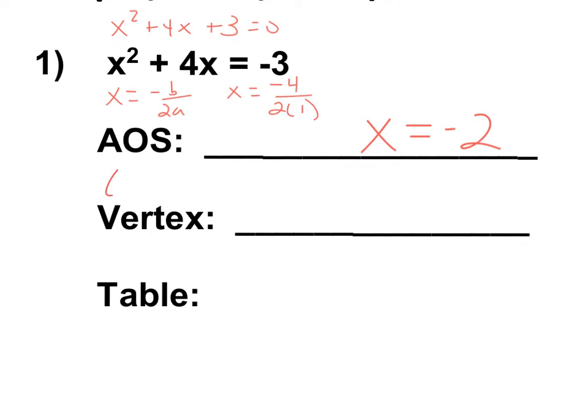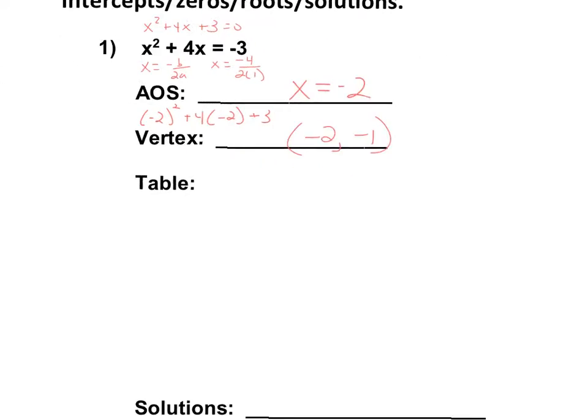So I have negative 2 squared plus 4 times negative 2 plus 3. So I've got 4 basically minus 8 plus 3. I ended up with negative 1. So my vertex here will be negative 2, negative 1. Again, what did I put in? What did I get out? Now let's go ahead and start your table.